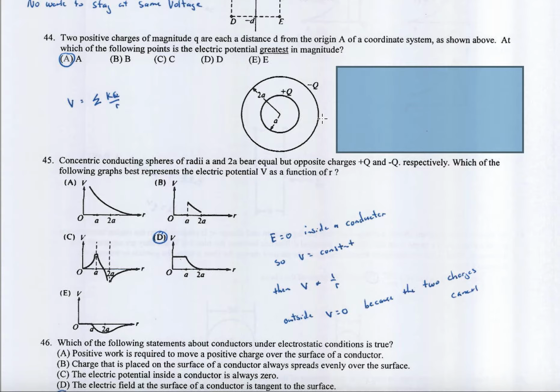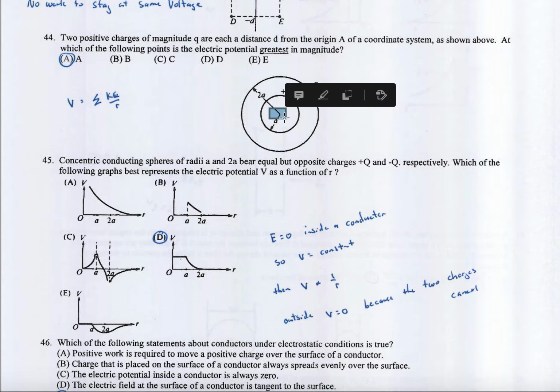Also, you could just do kQ over r, and since they're both the same amount of charge, and they're both point charges acting as if they're both from here, anywhere out here, the voltage is 0.